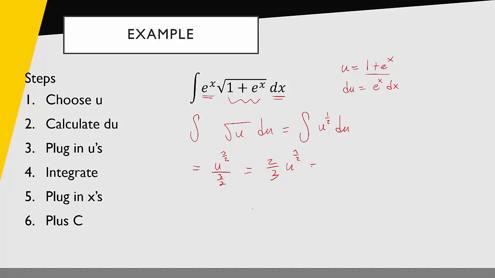And then lastly, I'm going to replace u by my original x variable, by replacing u with 1 plus e to the x. Final result is 2/3 times the quantity 1 plus e to the x, all raised to the 3/2 power. And then lastly, I'll add my constant of integration. And here is my final result.